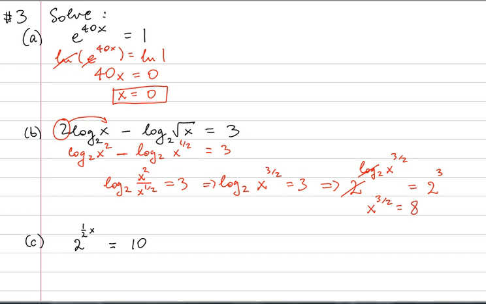I can take cube roots of both sides, so I'll have cube root of x to the 3 over 2 equals cube root of 8. Because it's an odd root, I don't have to do plus or minus. And now I'll have x to the 1/2 equals cube root of 8, which is 2. And then I square both sides of the equation, and I have x equals 2 squared, which is 4. This is the final answer.